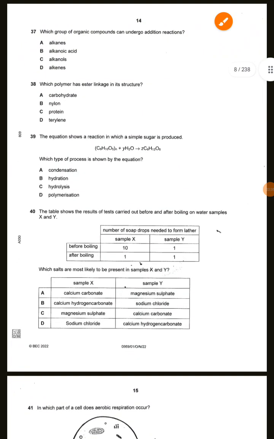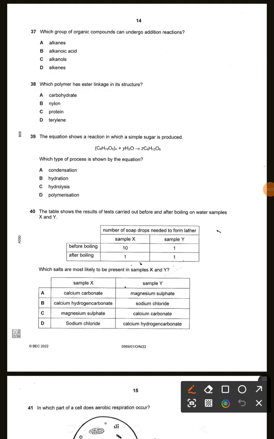Okay, let's move on. 37. Which group of organic compounds can undergo addition reaction? So those are the alkenes. Now to do addition reaction, you need that double bond so that you can break it down. Initially you have something like this, just an example.